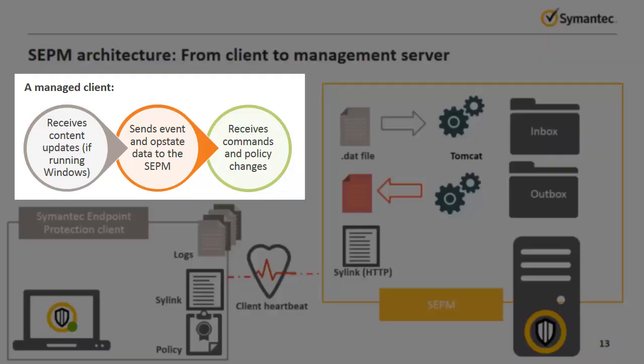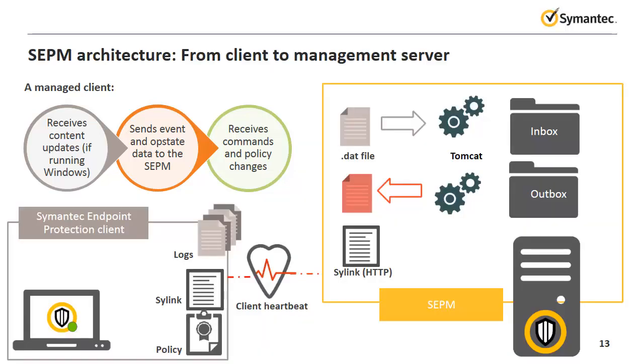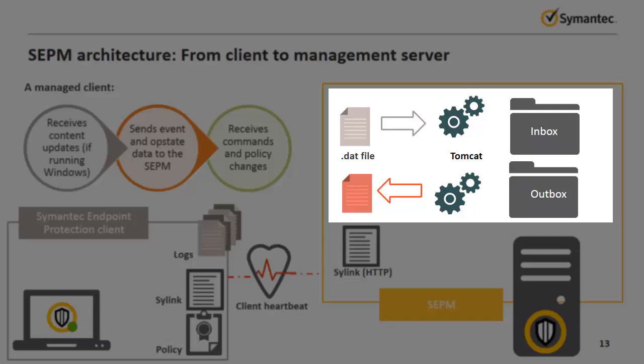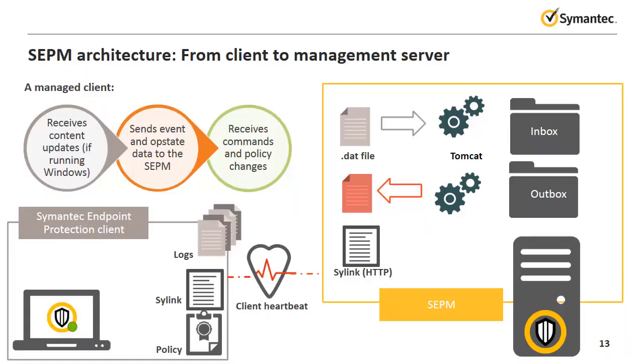During client heartbeat, if running on Windows, the endpoint can be configured to receive content updates. The client also sends event and op state information and receives policy changes. The Apache Web Service manages both incoming and outgoing traffic for the management server. Traffic goes into the inbox and outbox on the management server. The endpoint retrieves updates from the outbox and posts updates into the inbox. From there, Tomcat processes updates to the SEPM database.